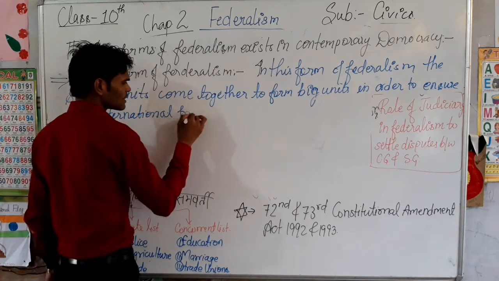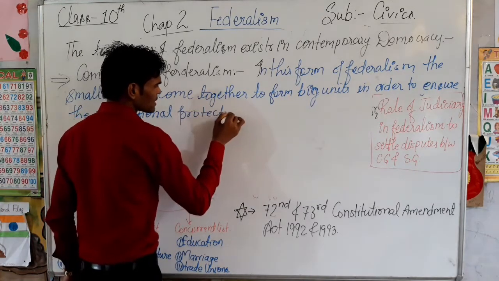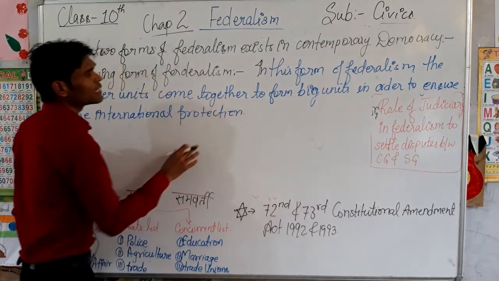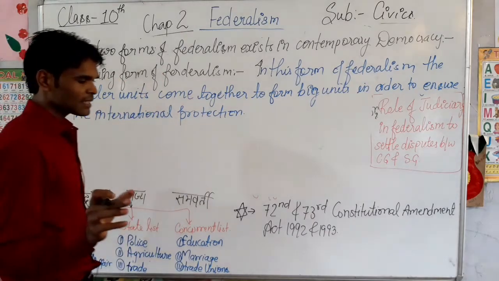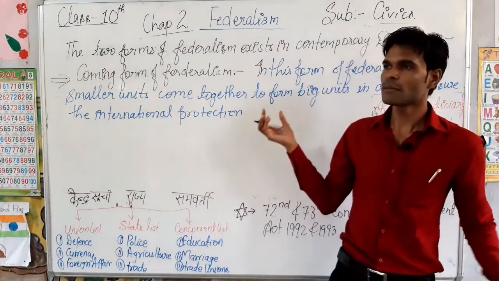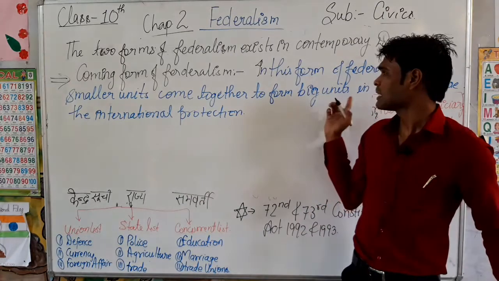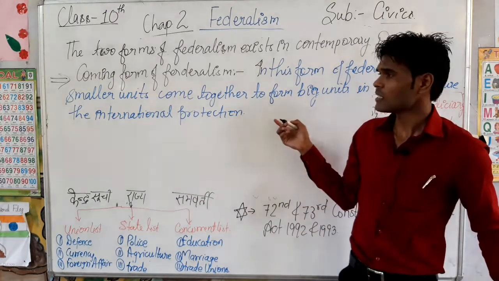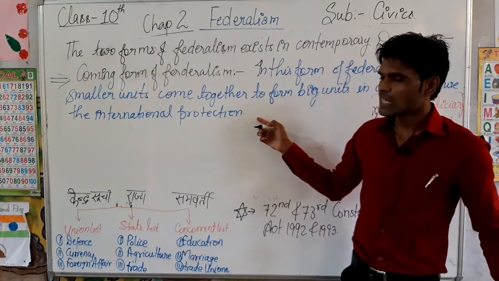Is that clear? International protection. So what is the sense of the coming together form of federalism? The coming together form of federalism stands for when smaller units come together to form a big unit in order to ensure their international protection.